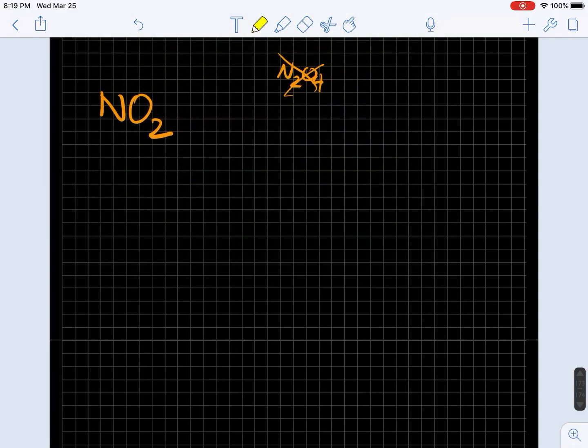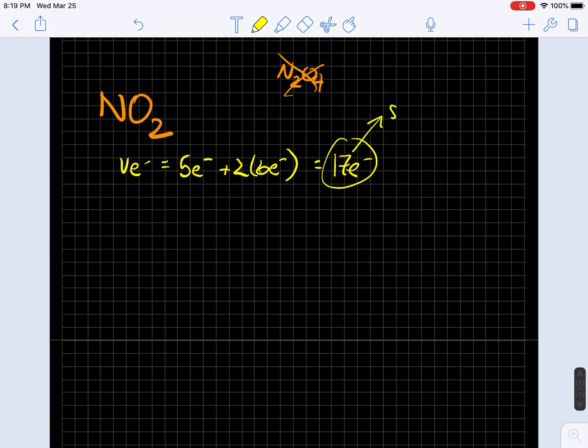I'm going to treat it the same way I always do. I'm going to add up the valence electrons. 5 for the nitrogen, plus 2 times 6 on the oxygen, and that gives me 17. Now I have an odd number. These things have to work in pairs. That means that there is going to be a singlet somewhere.